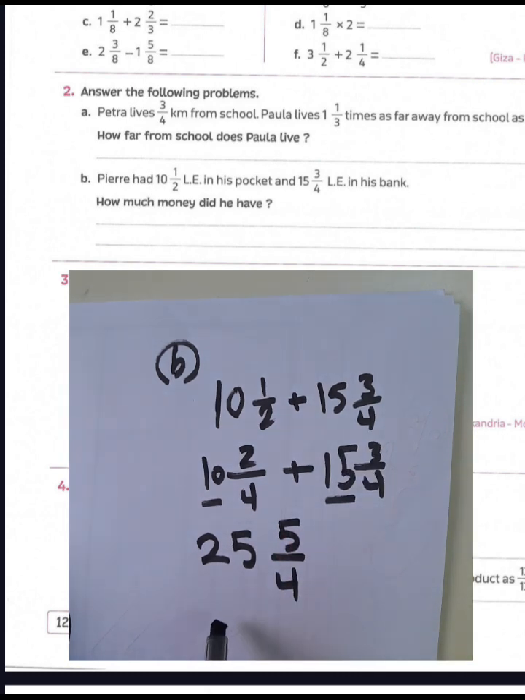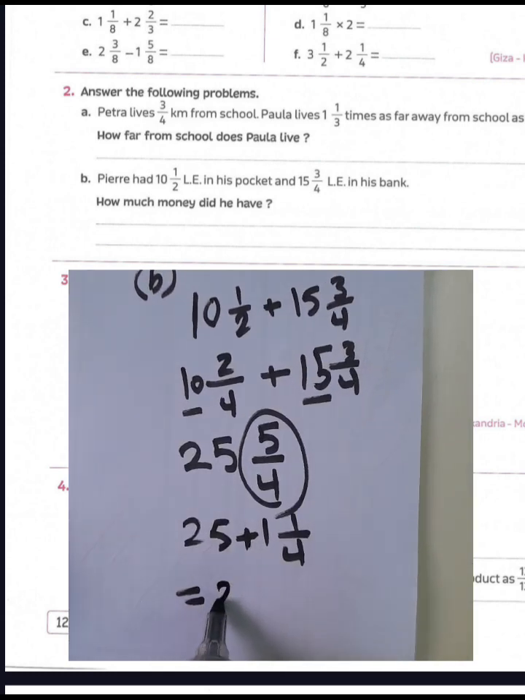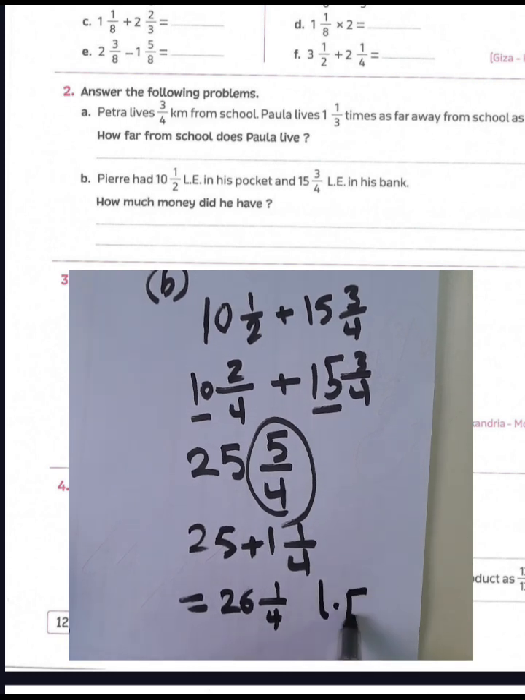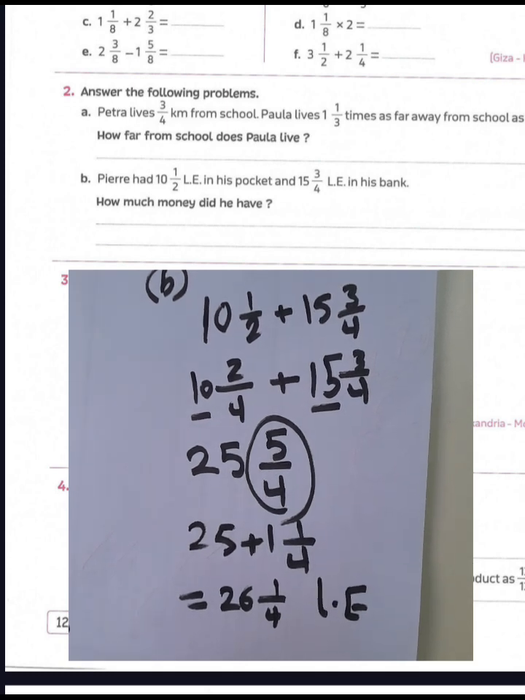Write 25 plus 1 and 1 over 4. See 5 over 4, convert to 1 and 1/4, because 5 divided by 4 equals 1 and the remainder 1. Then you can add 25 plus 1, it will be 26 and 1 over 4, Egyptian lira. The total money was Pera's.